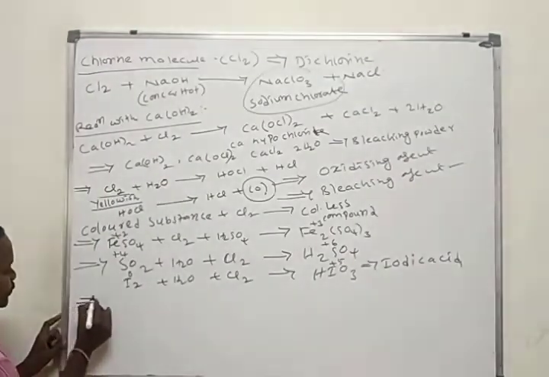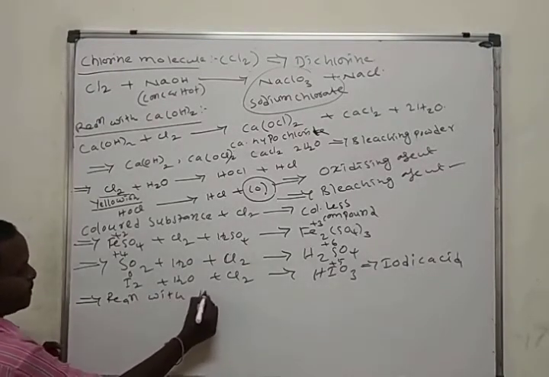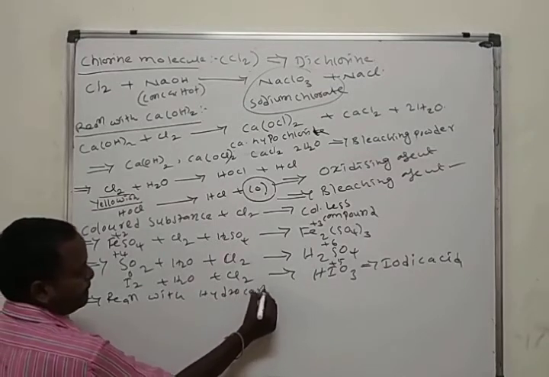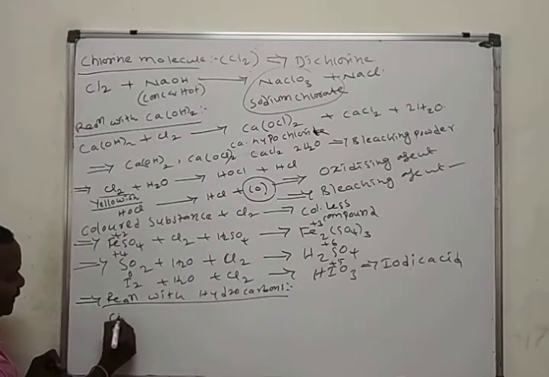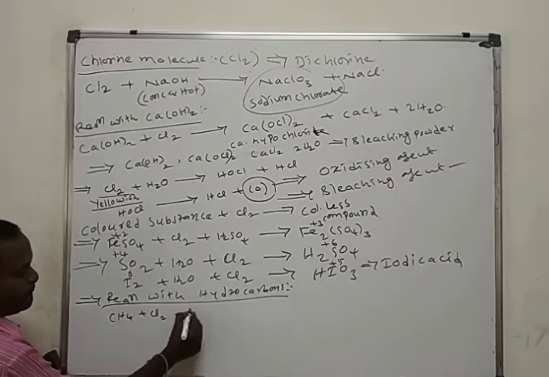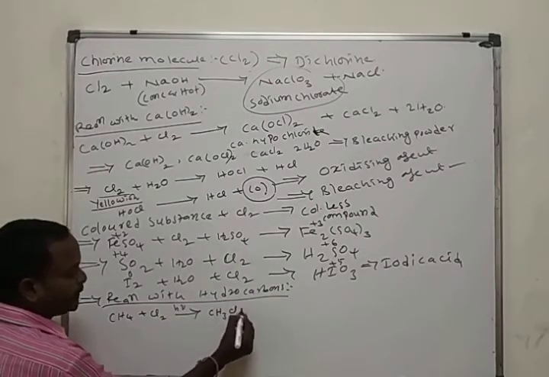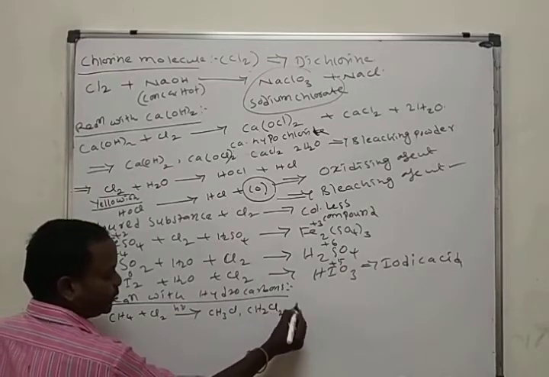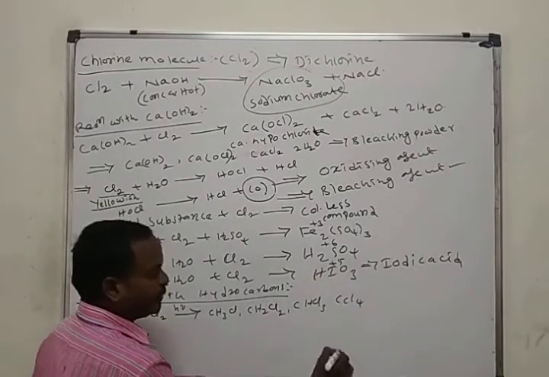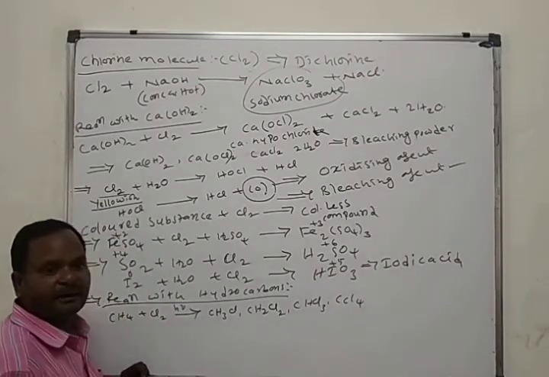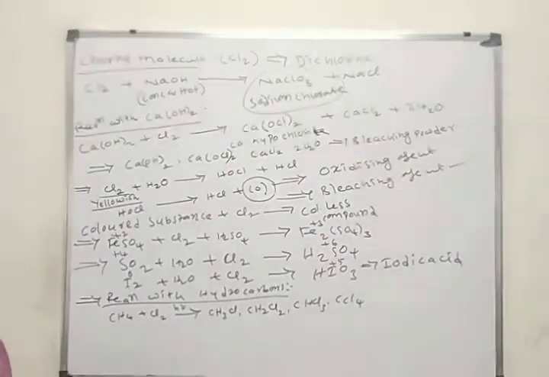And here, reaction with hydrocarbons. Methane reacts with chlorine in the presence of sunlight and forms methyl chloride, methylene chloride, chloroform, carbon tetrachloride. Different compounds will form here.